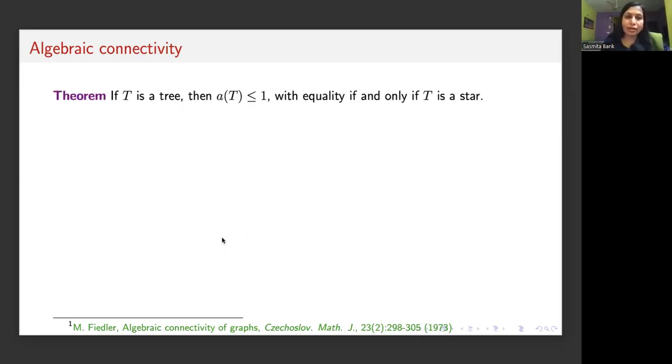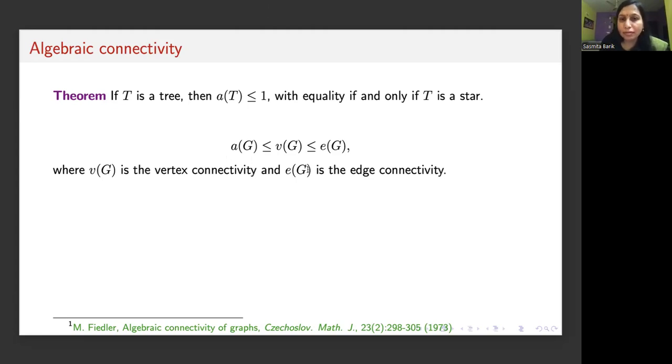Now, if I consider a tree, we can tell more. In the case of a tree, we can say that algebraic connectivity will be less than or equal to 1, and equality will hold only when it is a star. A star, you know, has a central vertex with degree n minus 1, and all other vertices are pendant. To show that algebraic connectivity is less than or equal to 1, you have to know what vertex connectivity is. Vertex connectivity is the minimum number of vertices whose deletion makes the graph disconnected. In the case of a tree, the vertex connectivity is 1.